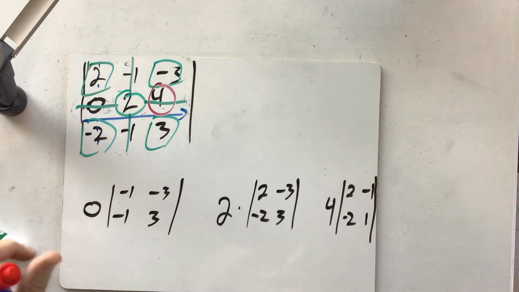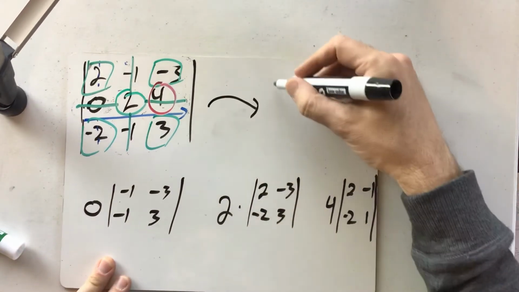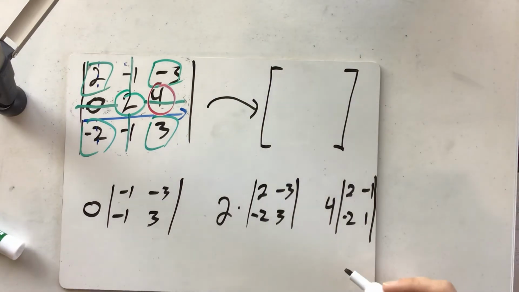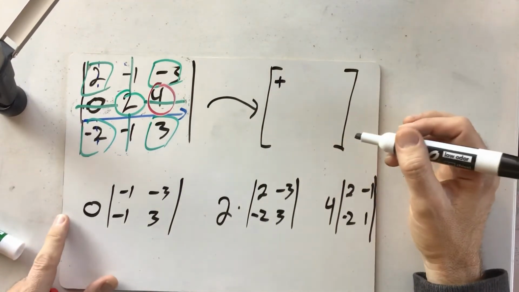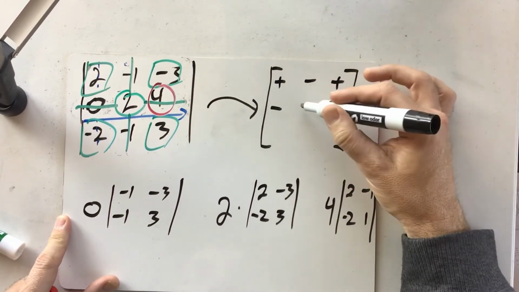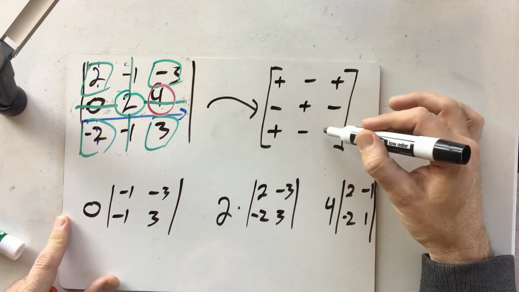Well, it turns out we have to make a small adjustment. And the way we're going to make an adjustment is we're going to make a matrix of plus and negative signs. And it's just going to look like a checkerboard. We're going to start with a plus in that corner, then go to a minus, and then go to a plus, and then go to a minus, plus, minus, plus, minus, plus.